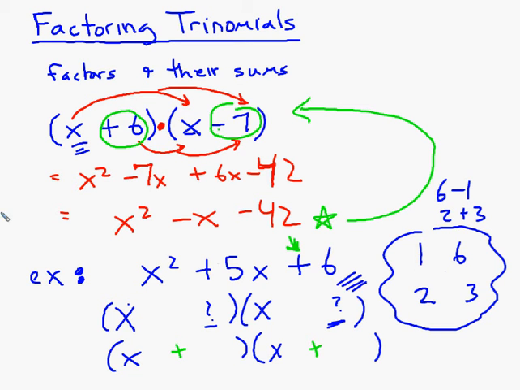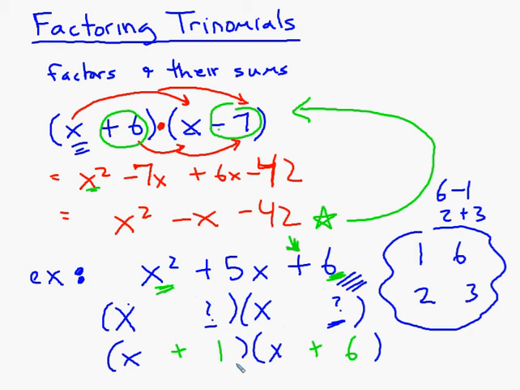I'm actually going to guess wrong, so don't write down what I'm writing here. I'm going to guess 1 and 6. There's a way to check this. I quickly multiply. x times x gives me x squared, so that's okay. And then 1 times 6 gives me 6, so the 6 is okay. I always want to check those first. Those are good.